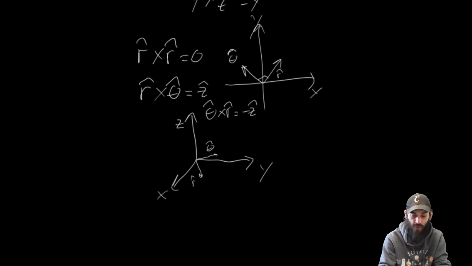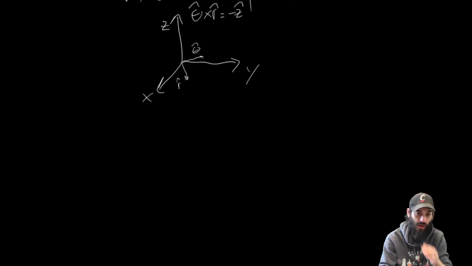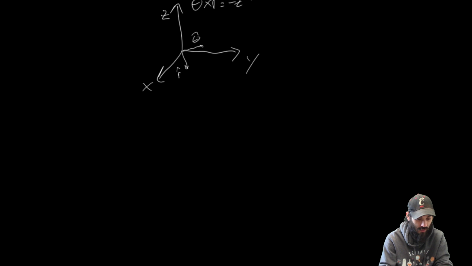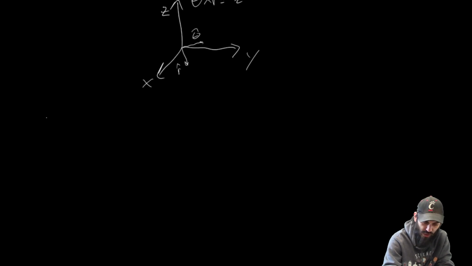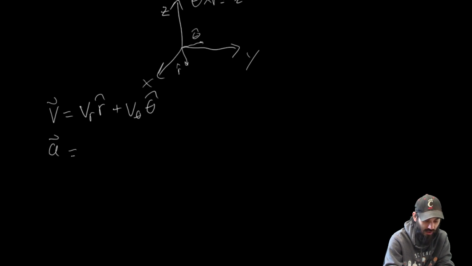Now, why do I mention this, and why is it useful for the calculation that you guys are doing? Well, I give you a v vector, and I'm not going to write out the whole component, but v vector is going to be v sub r times r hat plus v sub theta times theta hat. A vector is going to be a sub r times r hat plus a sub theta times theta hat.